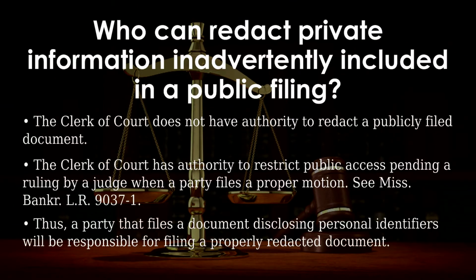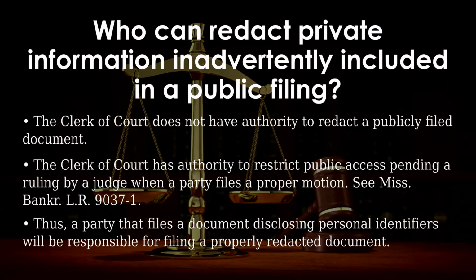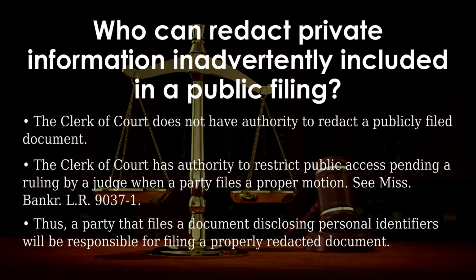Who can redact private information inadvertently included in a public filing? The clerk of court does not have authority to redact a publicly filed document. The clerk of court has authority to restrict public access pending a ruling by a judge when a party files a proper motion. See Mississippi Bankruptcy Local Rule 9037-1. Thus, a party that files a document disclosing personal identifiers will be responsible for filing a properly redacted document.